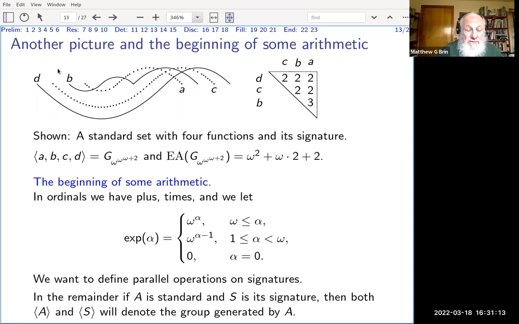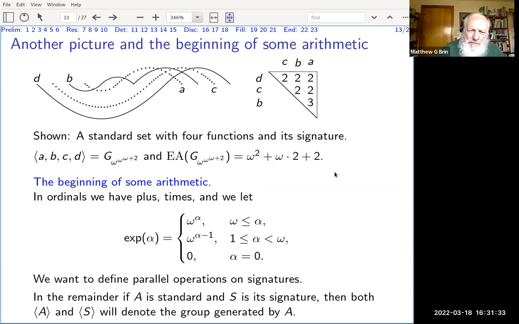It's a standard collection. The signature is shown over here. It happens to correspond to the group G sub omega to the omega plus 2. The EA class of this is this polynomial.